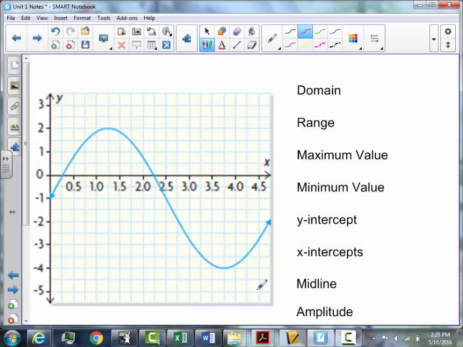So you find the midline by adding. Take the top and bottom numbers, add them together, and then cut it in half. And that should find you a midline.